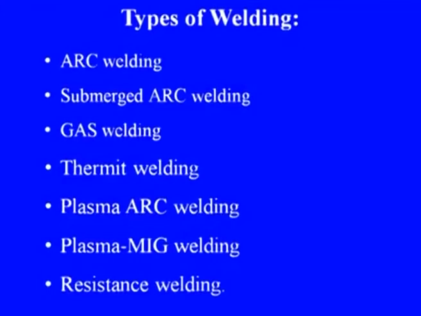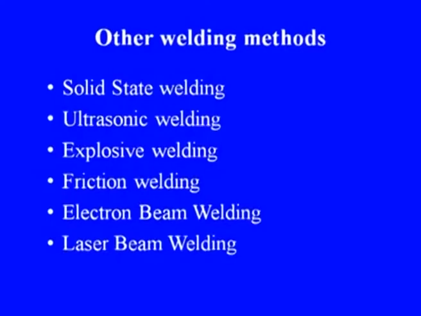Different types of welding include arc welding, submerged arc welding, gas welding, thermite welding, plasma arc welding, plasma MIG welding, resistance welding, etc. Other welding methods are solid state welding, ultrasonic welding, explosive welding, friction welding, electron beam welding, laser beam welding, etc.